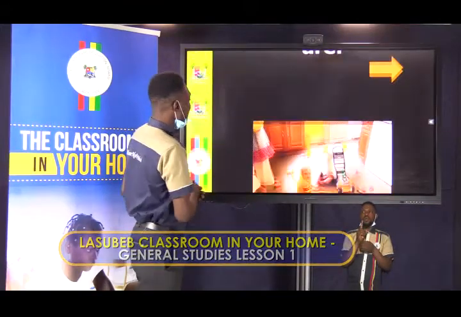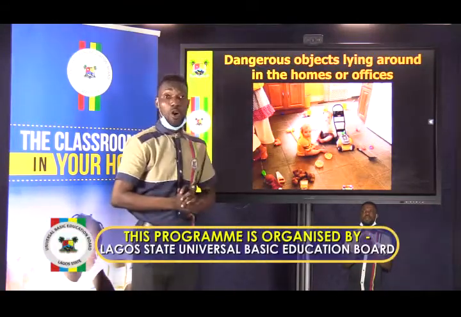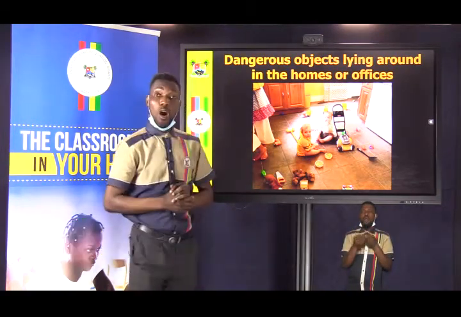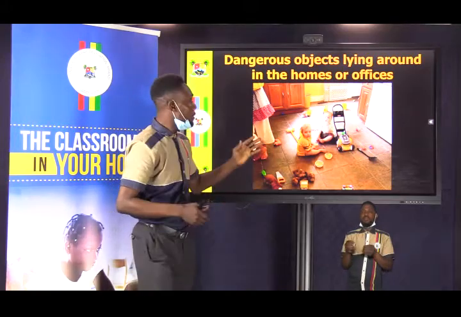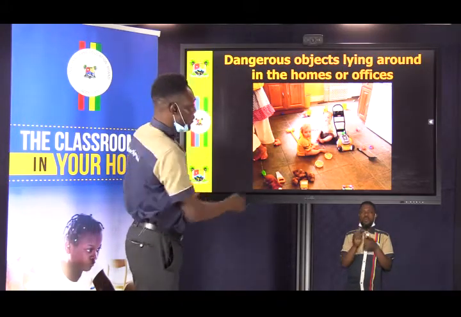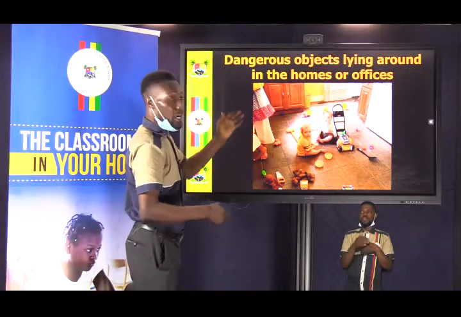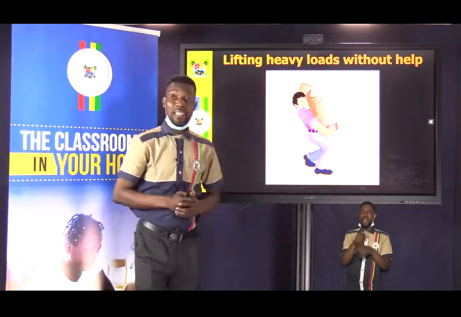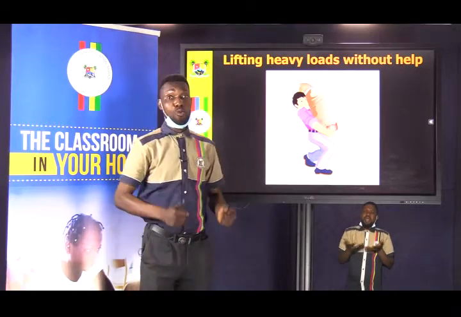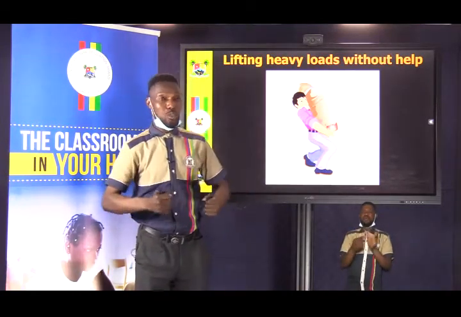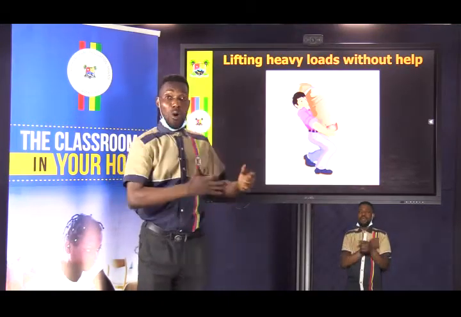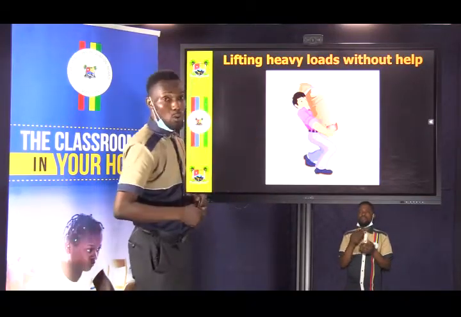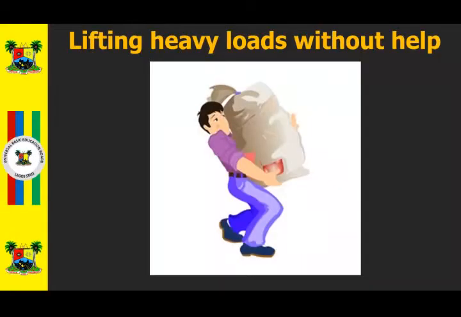The first one is dangerous objects lying around in the homes or offices. That's one of the causes, because when you have dangerous objects on the floor, it could cause accident. So we should avoid that. Next one is lifting heavy loads without help. You do not need to show that you have that muscle, that strength. If the load is more than what you can carry, you request for help. So it's not good to lift heavy load without help. That's another cause of accident.